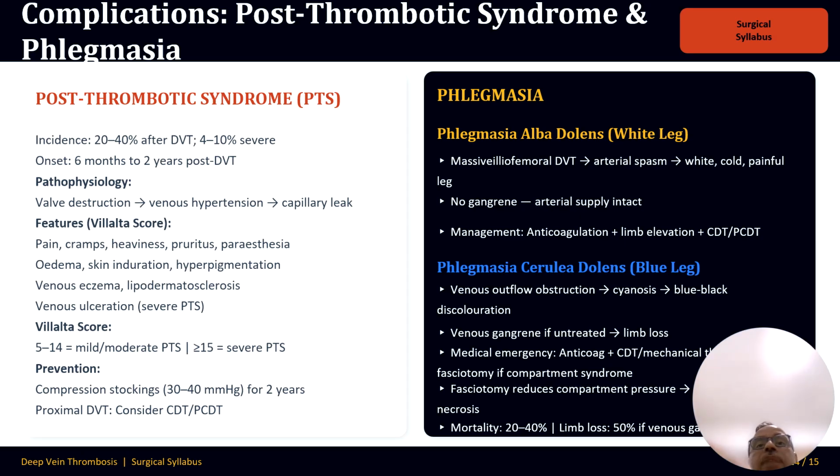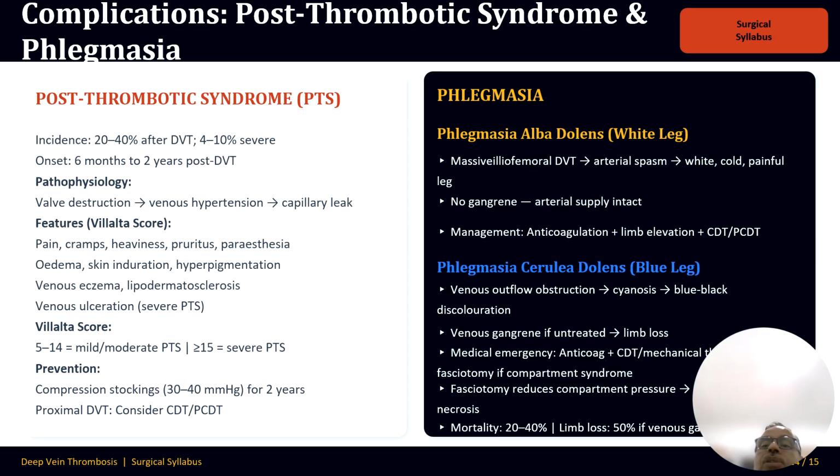The other phlegmasia is phlegmasia caeruleus dolens, which goes by the name of blue leg. Here the venous outflow obstruction leads to cyanosis and the extremity becomes bluish black in color, and these patients are at risk of development of venous gangrene if untreated, which can lead to a loss of the limb. It's an emergency. Immediate anticoagulation with catheter-directed thrombolysis or mechanical thrombectomy should be done.